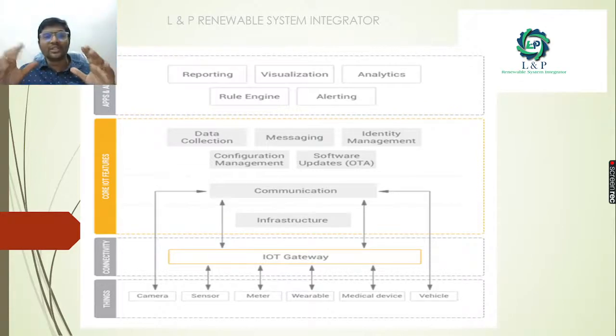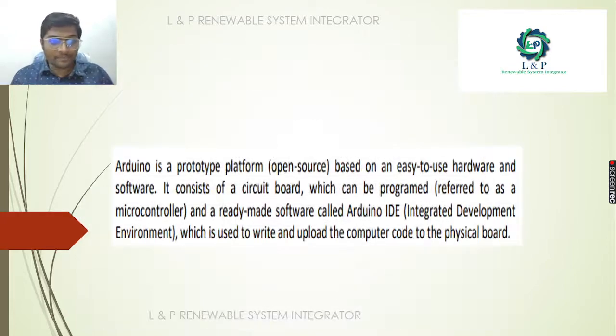In the core IoT features, data collection, messaging, identity management, configuration management, and software update are the important core of the IoT features. And on the apps and analytics side, the IoT does reporting, visualization, rule engine, alerting, and analytics.